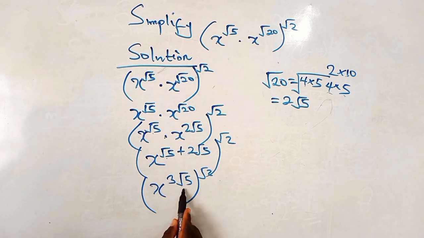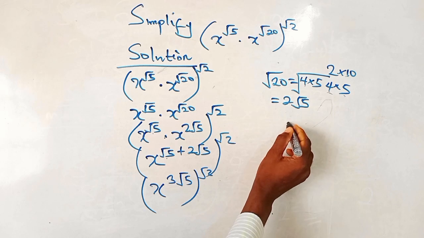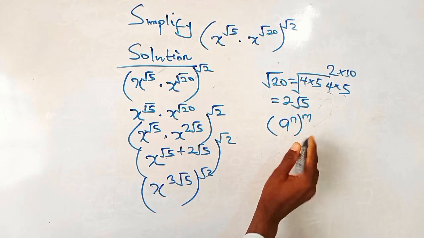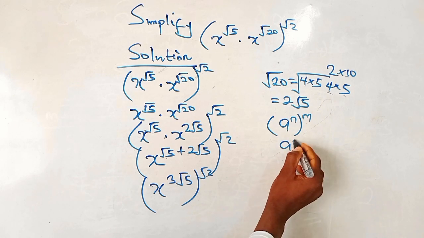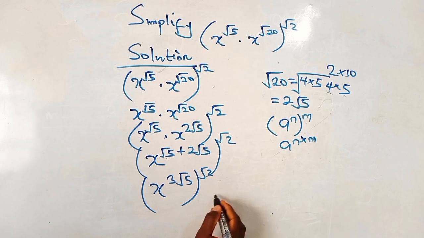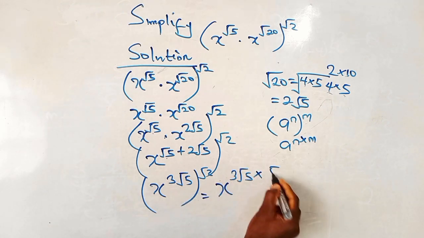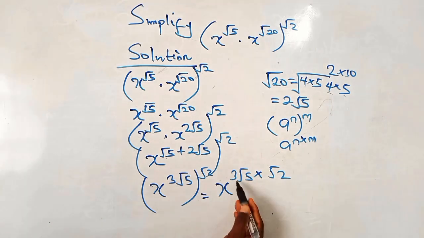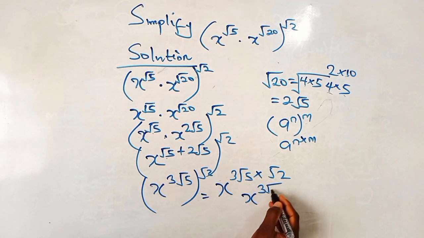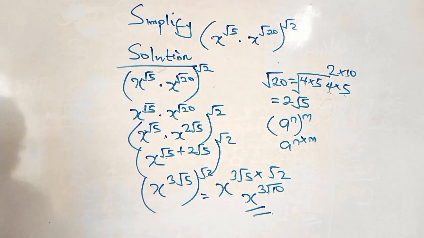So at this point, we can apply the exponent law, which is a to the power n, to the power m. The law says we should multiply the powers together. So when we apply this, we have x to the power 3 root 5, all to the power root 2. When we multiply this, we have x to the power 3 root 10. So this is the result.